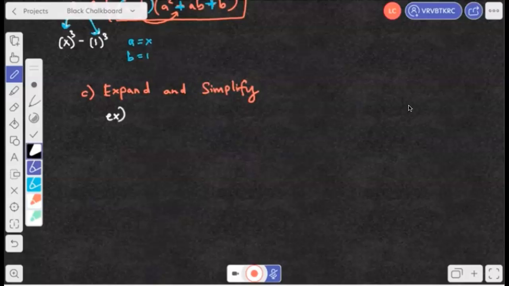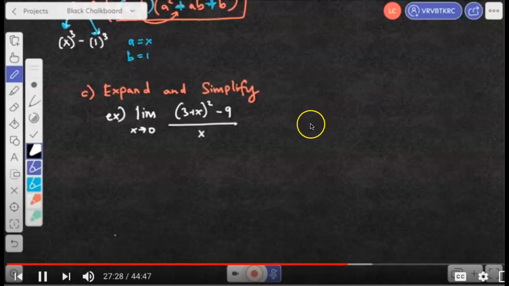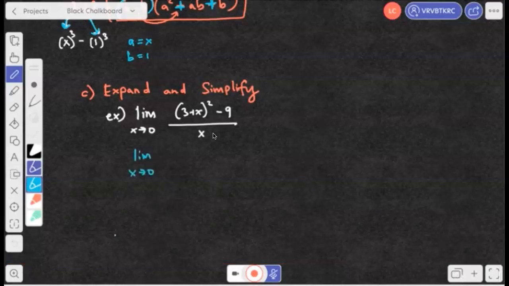So here we're going to expand and simplify. You've got a new example now. It's the limit of parentheses 3 plus x squared minus 9 over x as x approaches 0. Notice if you put 0 in the denominator, you get an undefined function, and that's a problem, right? You can't have a 0 in the denominator, so we have to try something else.